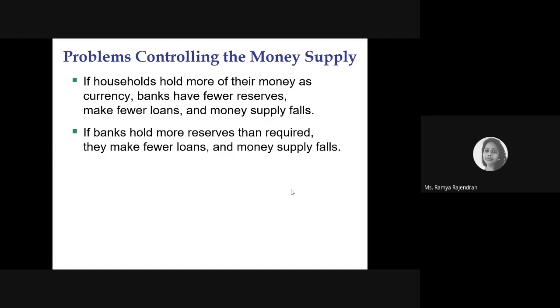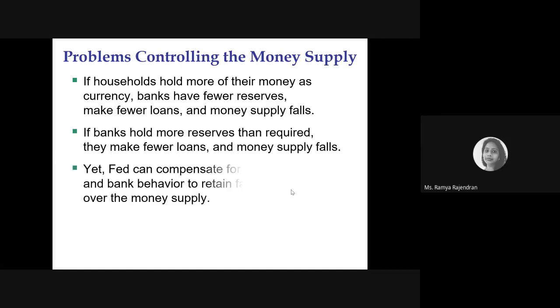Right now, you get calls from different banks asking, do you need loans? But that was not the case then. In the olden days, you had to walk to the banks many times with all your documents, and still you wouldn't get a loan. So during that time, the money supply will fall. But the government can compensate for household and bank behavior to retain fairly precise control over the money supply. If we have both the first and second conditions, there's going to be a lot of trouble in the economy.